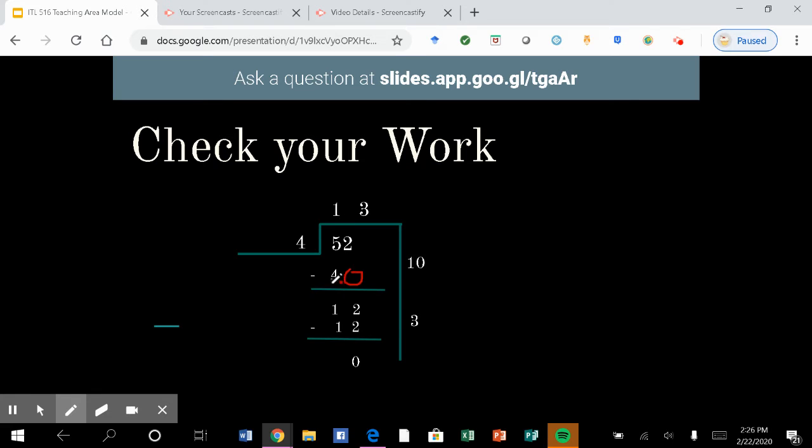So we know that 5 minus 4 is 1, 2 minus 0 is 2. So now we have a new dividend, part of the dividend to work here, which is 12. Well, we know that 12 divided by 4 is 3. 3 times 4 is 12. There's no remainder. Therefore, 13 is correct, and we have multiplied our factors correctly.